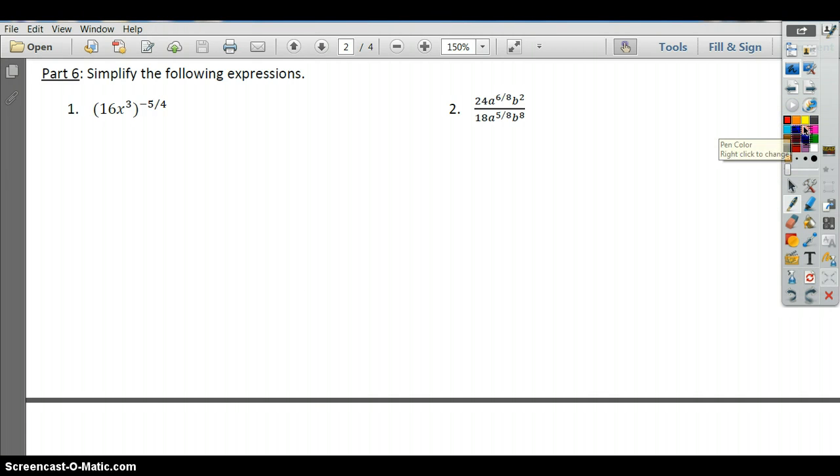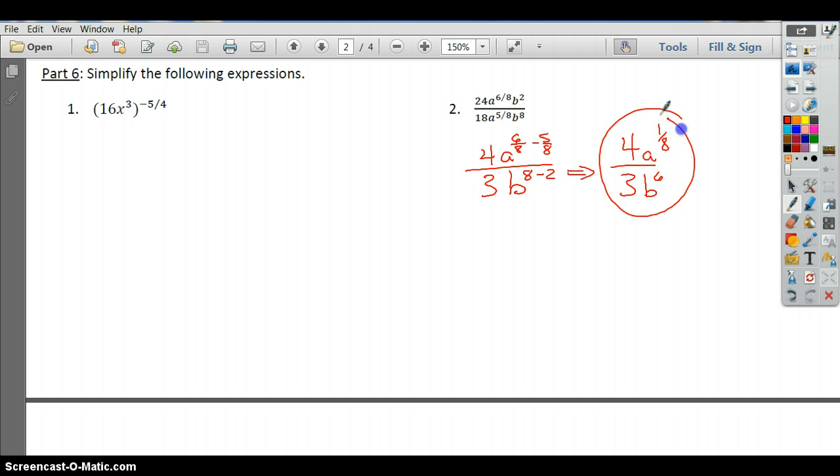Looking at number 2, I'm going to divide 24 over 18. Those are both divisible by 6, so I'm going to get 4/3. I'm going to subtract my a exponent, so this will be 6/8 minus 5/8. And then b will stay on bottom, and it'll be 8 minus 2. So to finish this guy up, we have 4/3. This is a to the 1/8, and this is b to the 6. Voila. That one's finished. Don't have to worry about going down the rabbit hole on the bottom.